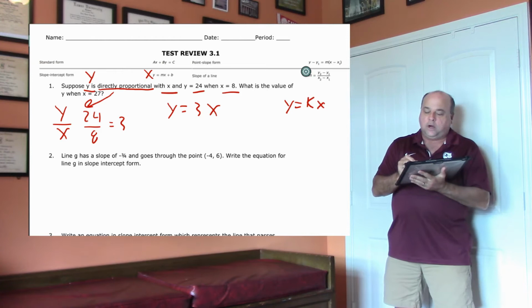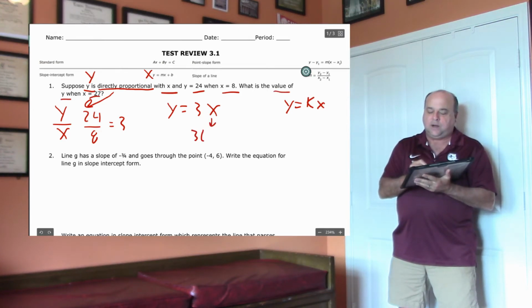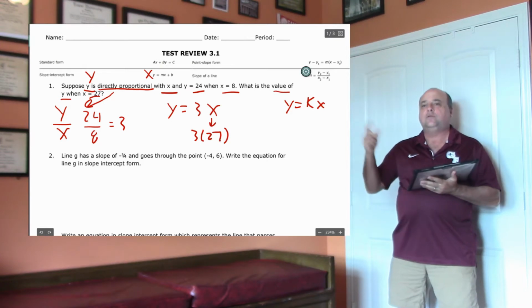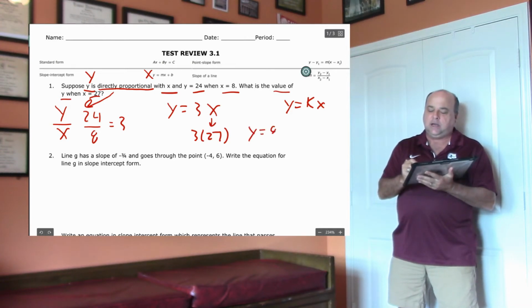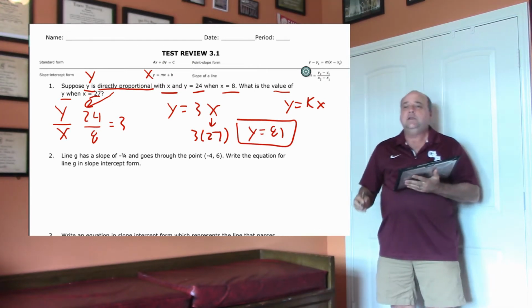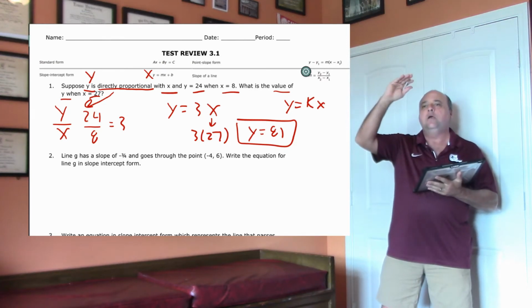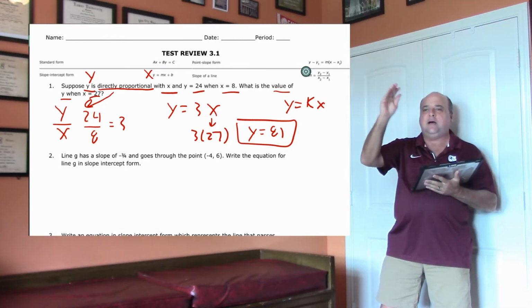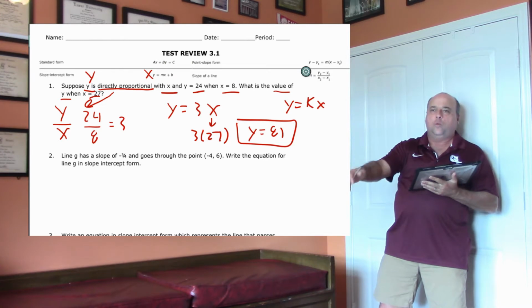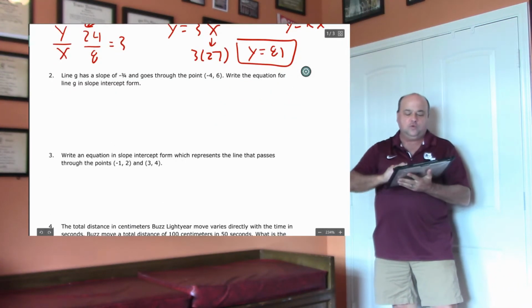Now then, we're going to find the value of y when x is 27, so I'm going to replace x with 27. 3 times 27 is 81. Piece of cake. So just remember, if it's directly proportional or if it says varies directly, put y over x. Y varies directly with x. Let's keep going. Number 2.